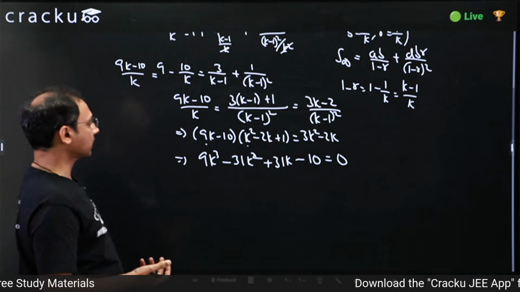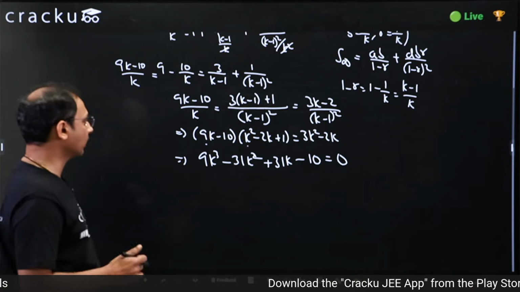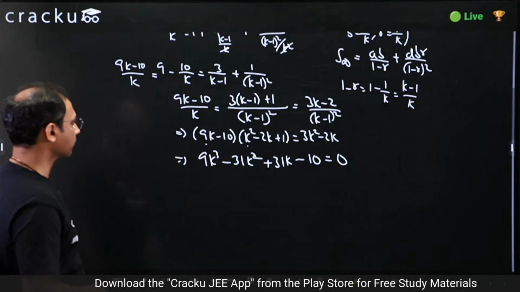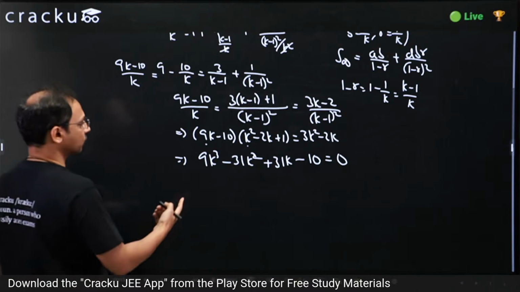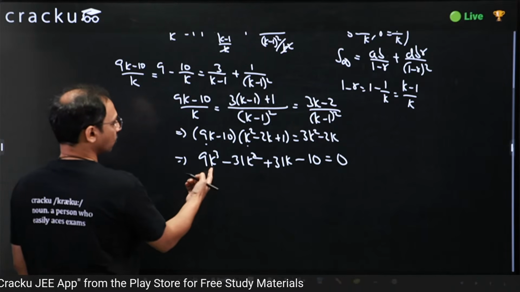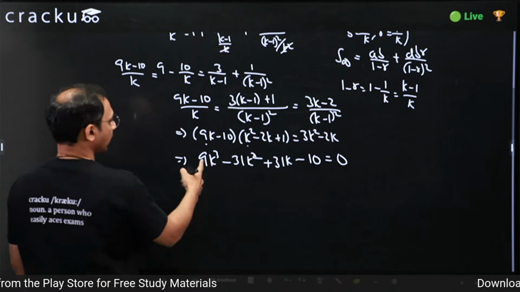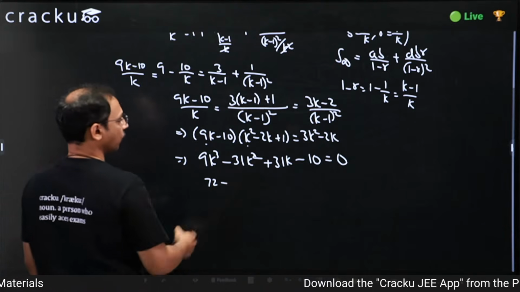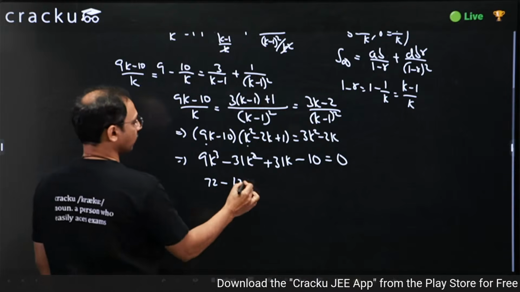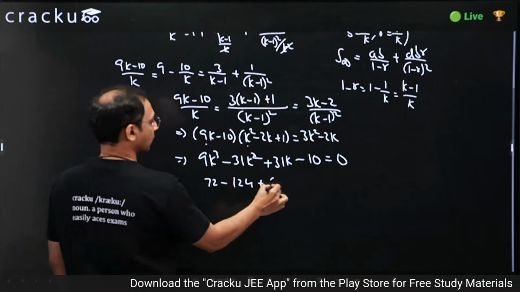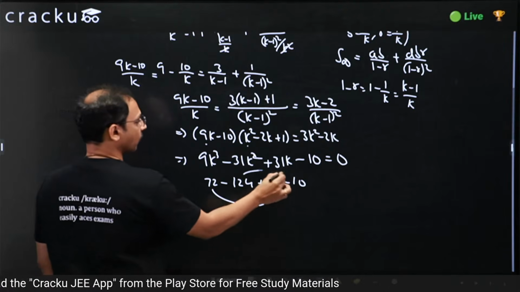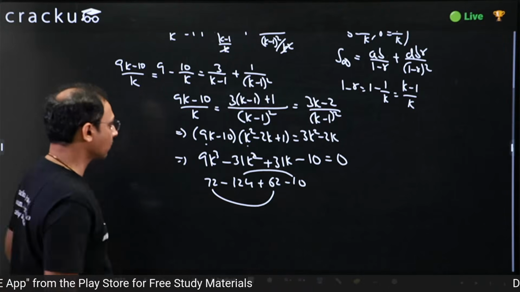The natural usual suspects are 1, minus 1, 2, minus 2. I say 1 is not a root, minus 1 is not a root. What happens if you check for 2? If I put 2 here, 8 times 9 is 72, minus 4 into 31 will give me 124 plus 62 minus 10. So I have 134 minus 134, guys. 2 is actually a root.